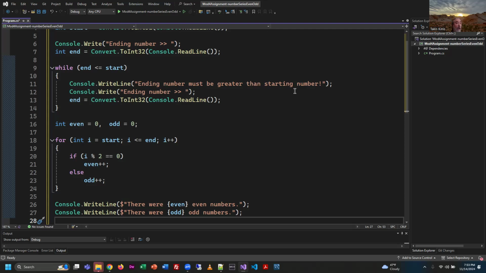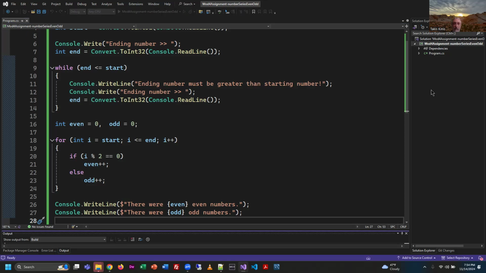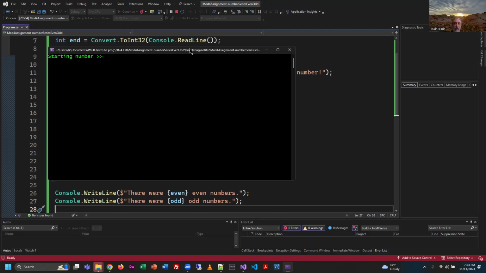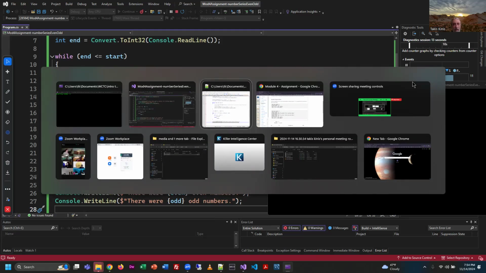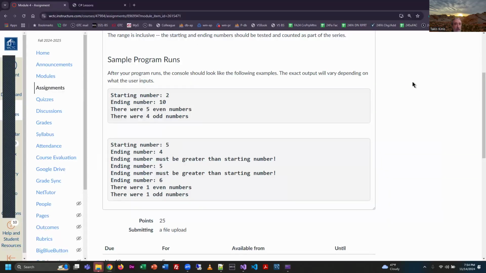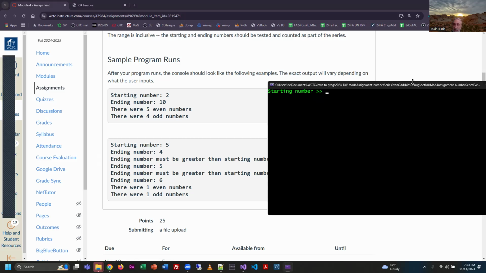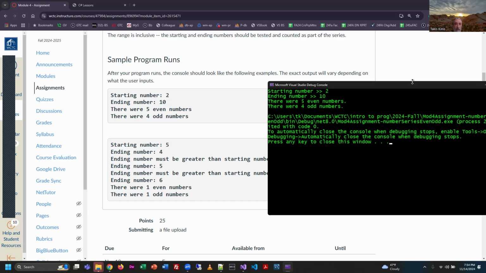Okay, let's try it. Control S to save. All right. Of course, we start by trying to break it. Actually, why don't we mimic what they do on the sample run? So they had 2 and 10. Okay, let's see if we can get the same output. 2, 10. 5 even, 4 odd. Looks good, right?